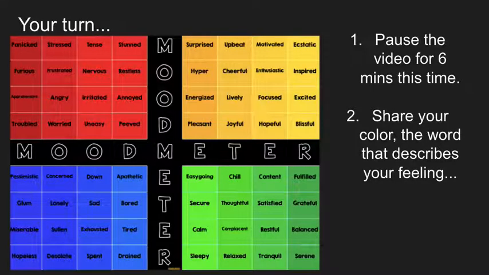So now that we have recapped the last several weeks, what we're going to do now is we're going to pause for 6 minutes. And this is going to be your turn, students and teachers, to describe how you're feeling right now in this moment. So you're going to take 6 minutes, you're going to share your color, you're going to share the word, and we're not going to have you share yet why you may be feeling that way. Just do the color and the word this time. So timekeepers, set your timer for 6 minutes, and then come back when you are ready.